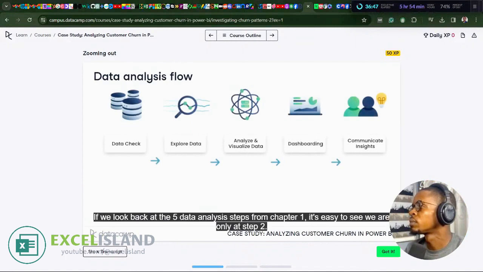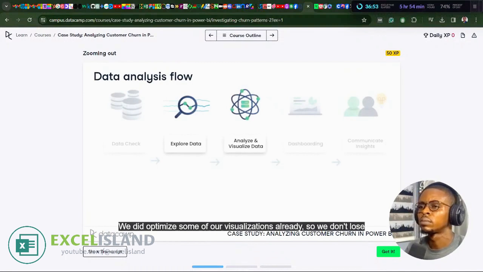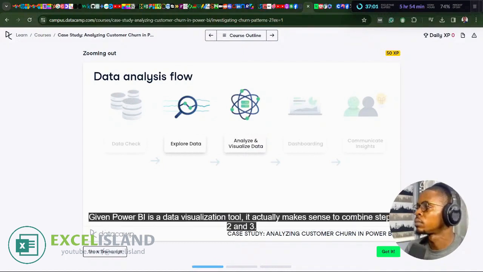If we look back at the 5 data analysis steps from Chapter 1, it's easy to see we're only at Step 2. We did optimise some of our visualizations already, so we don't lose too much time on Step 3, finding fitting visualizations to convey a message. Given Power BI is a data visualization tool, it actually makes sense to combine Steps 2 and 3.